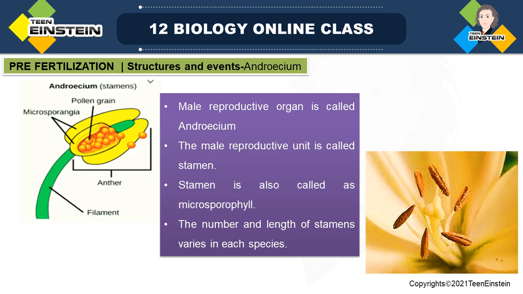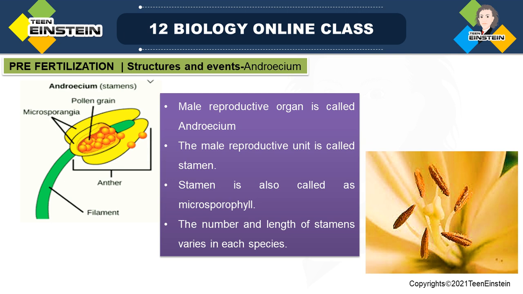Now let's learn about androecium and gynoecium in detail. First we are going to discuss androecium. You can see in this flower the anther and the filament. Together they are called androecium. Here you can see the anther and here this is the filament. This is the structure of androecium. Androecium is the male reproductive whorl or reproductive organ.